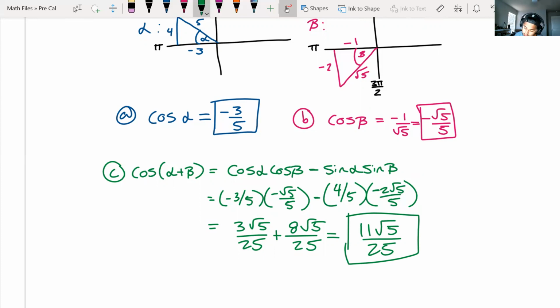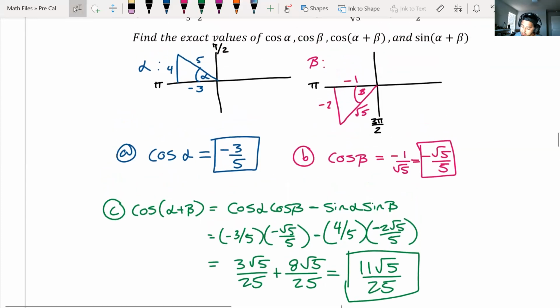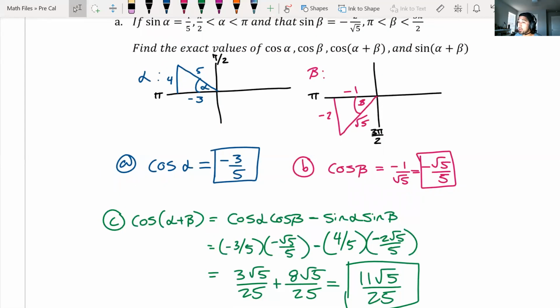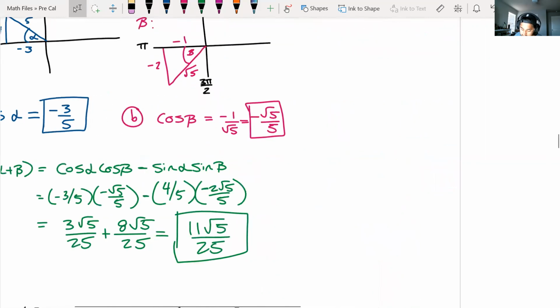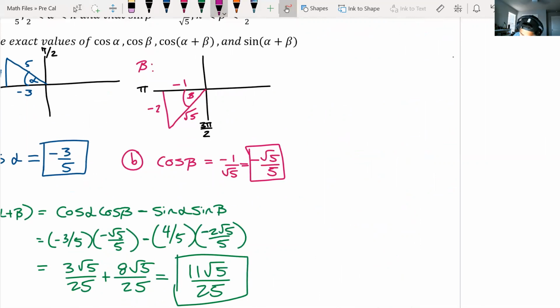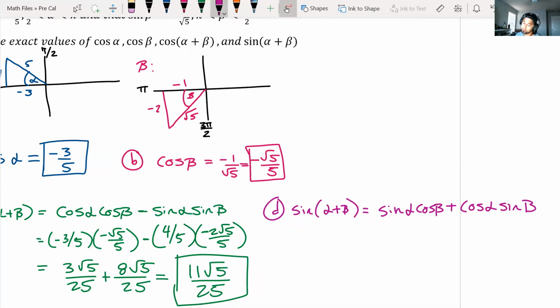All right, and then we just need to do it again for the sine function, sine of alpha plus beta, which I ran out of room for, so we'll just do it there. D. Sine of alpha plus beta, and we will get sine alpha cosine beta plus cosine alpha sine beta. And once again, just reference your triangles.